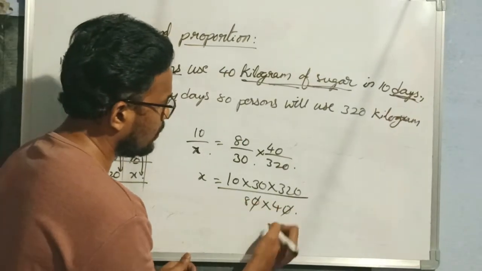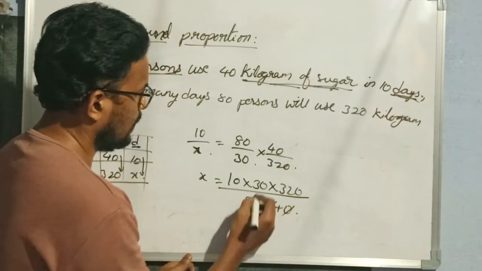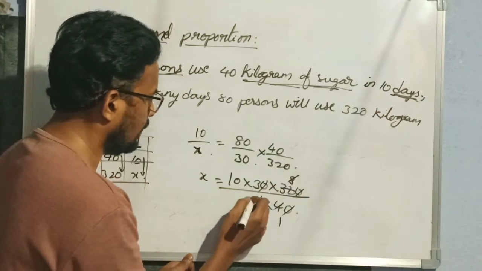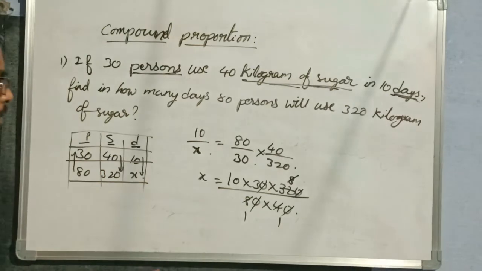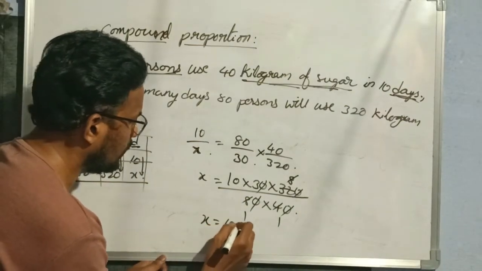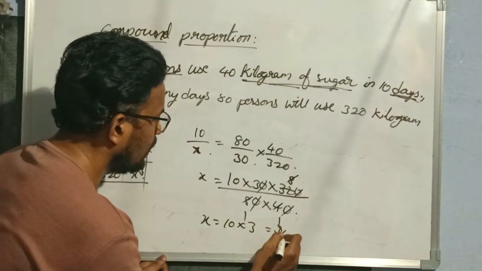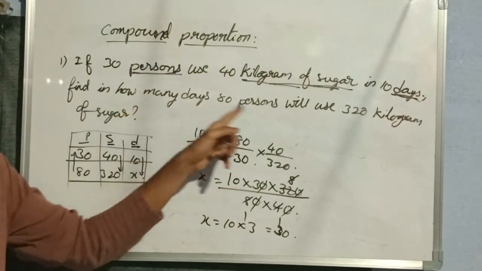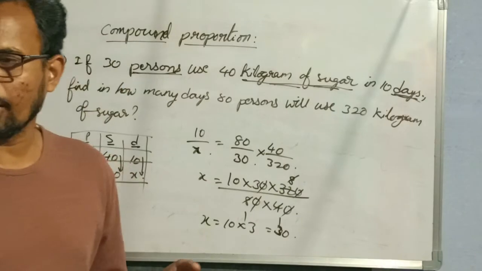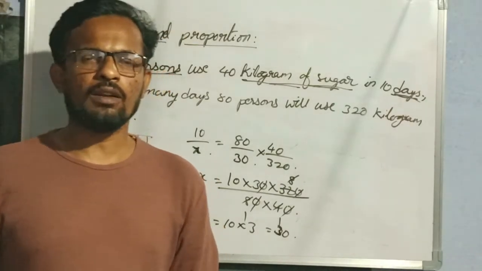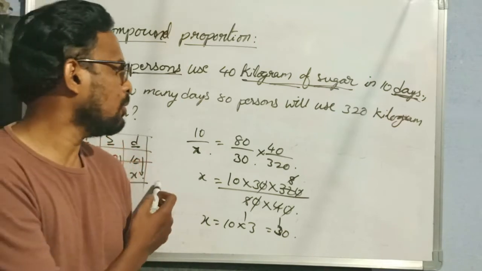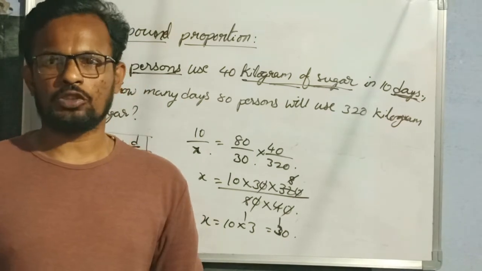So 0 cancels. 2 zeros here also I will cancel. 4 ones, 4 eights, again 8 ones, 8 ones. Okay. So x is equal to 10 into 3 is equal to 13. So for how many days will the sugar be sufficient for 80 persons? That is 320 kilograms of sugar. That is for how many days? 30 days. Understood? This is how we have to solve the problems in compound proportion.